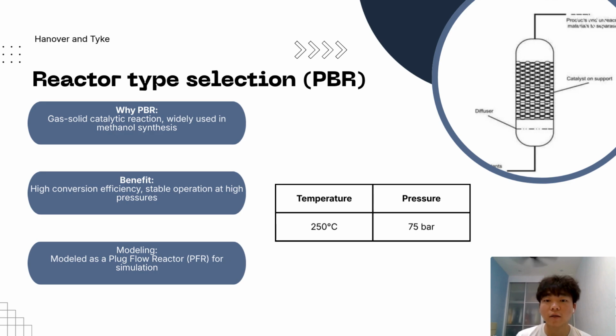In a PBR, the gas flows through a fixed bed of catalyst particles, which ensures continuous contact and also high conversion efficiency. It is also suitable for high pressure operation, which is very important for methanol production. For simulation, the reactor is modeled as a plug flow reactor, or PFR, because it assumes no back mixing and allows us to track how conversion changes along the reactor length. The operating conditions selected here are 250 degrees Celsius and 75 bar, which are within the typical industrial range.